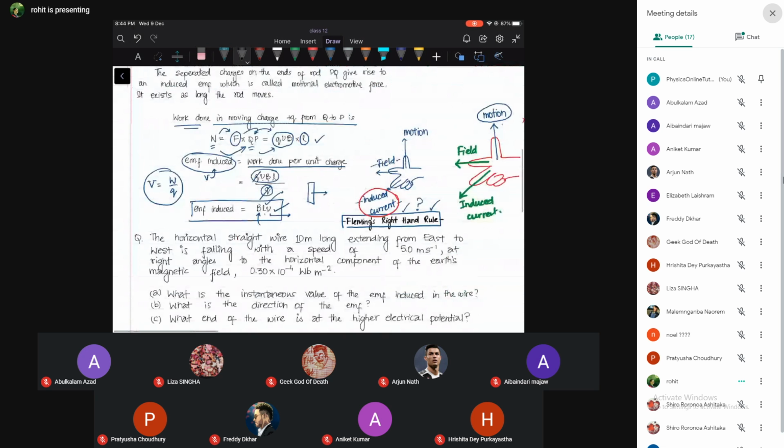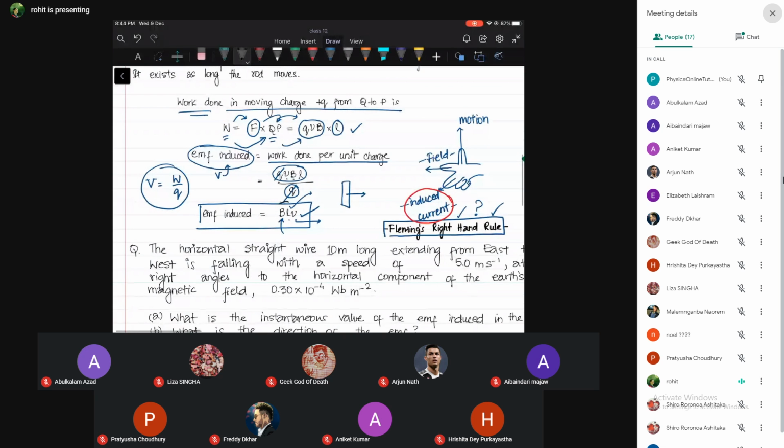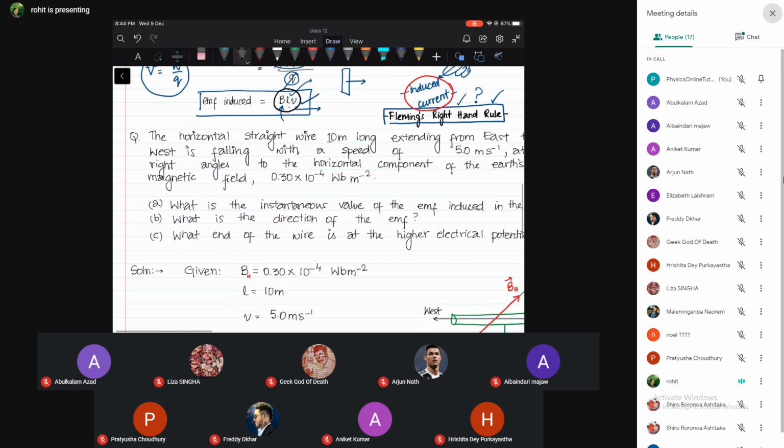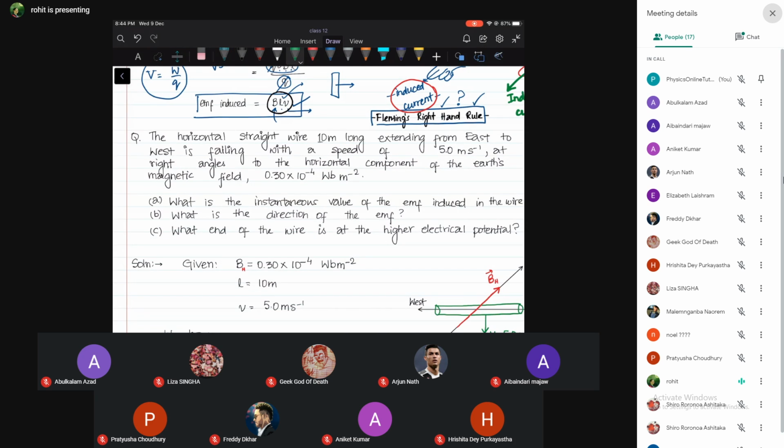Don't forget, there's a formula for calculating motional EMF, that is BLV. B means magnetic field, L means length of the rod that we are moving, V is the velocity with which we are moving the rod. Now check. This question is a very nice question, but many things are there, so we'll go slowly. Each and every point, let me try to make it clear.